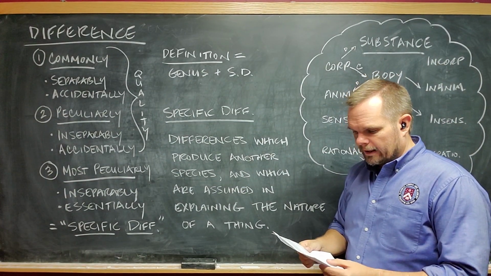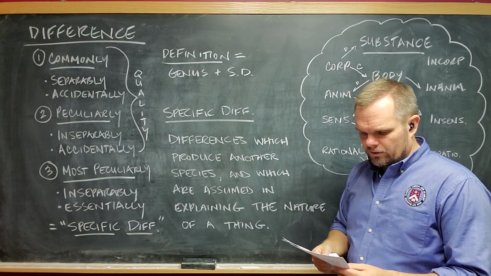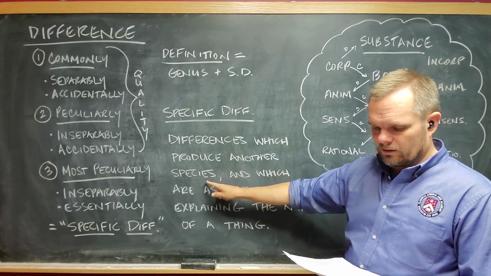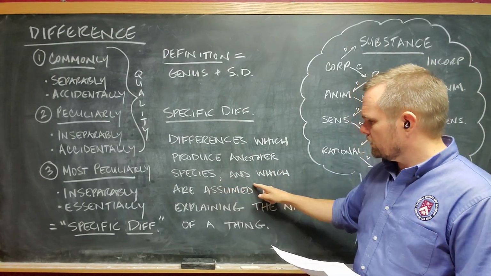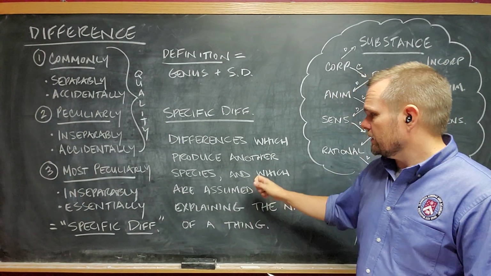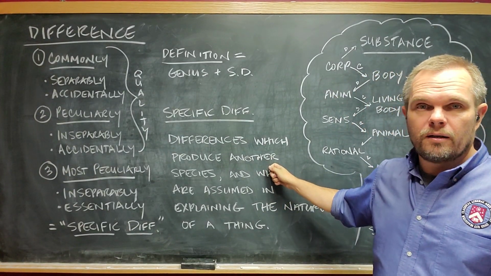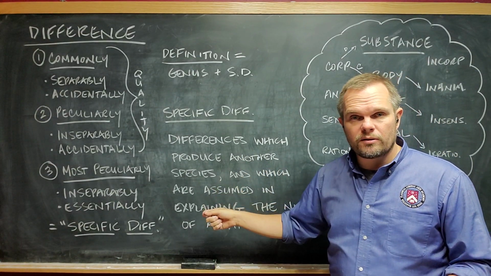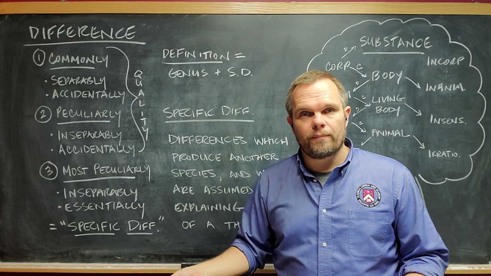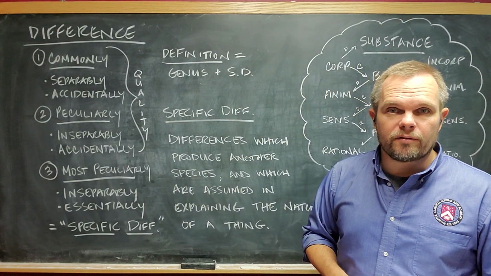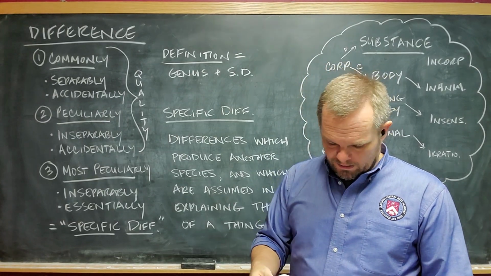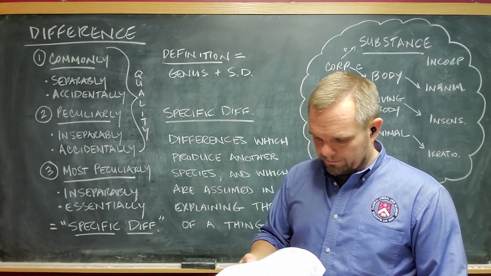Porphyry writes, "Hence, specific differences will be those which produce another species and which are assumed in explaining the nature of a thing." This is our definition of specific difference, which is what we really mean by the term difference when we talk about the 5 predicables. Okay, so that's everything that's contained in chapter 3.